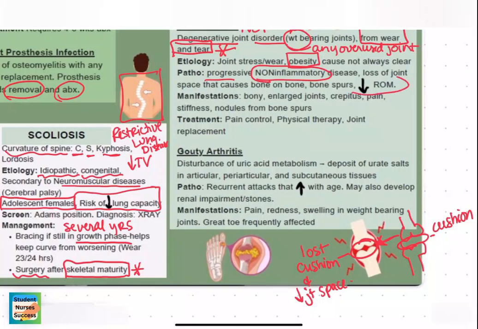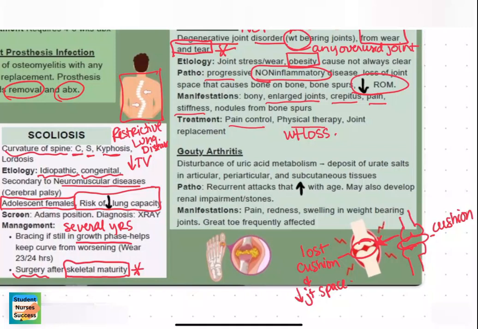And we'll also see decreased range of motion. The joints become maybe enlarged from swelling, maybe some noisy crepitus, creaking, cracking of those joints, pain, certainly, stiffness, and you can start to get nodules and bone spurs inside those joint spaces. As far as what we do, it is pain control, and physical therapy can actually help a lot. Weight loss as well is something that may be helpful, and eventually we may need a joint replacement.